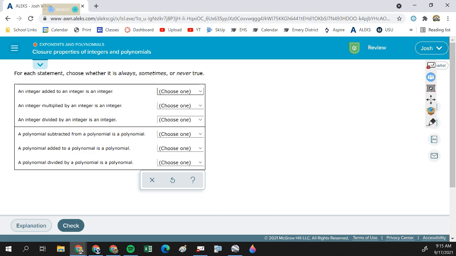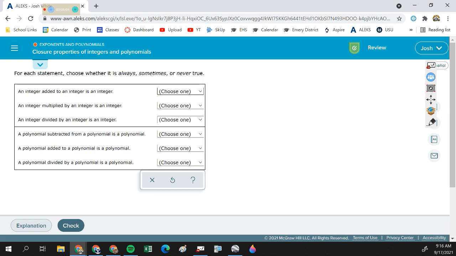Yes. If you breed a horse and a donkey, what do you get? A mule. So that is not closed. You don't get the same thing, the same result out of what you've just done. Okay. So this first one asks, if an integer is added to an integer, do you get an integer?